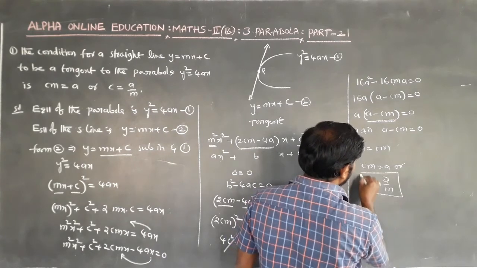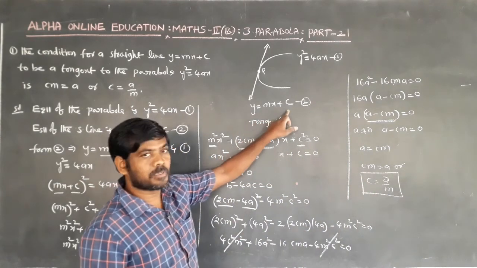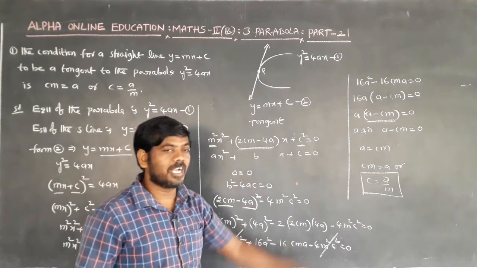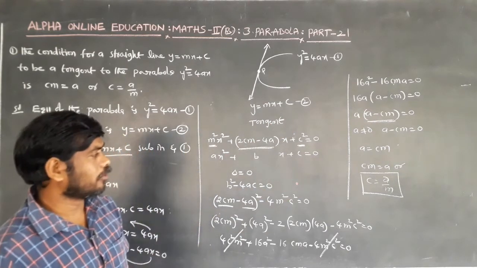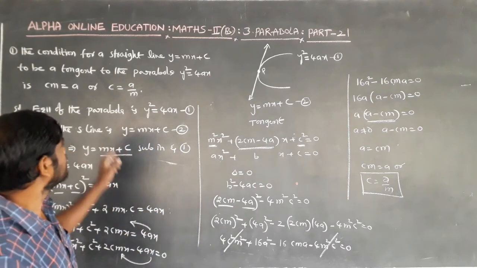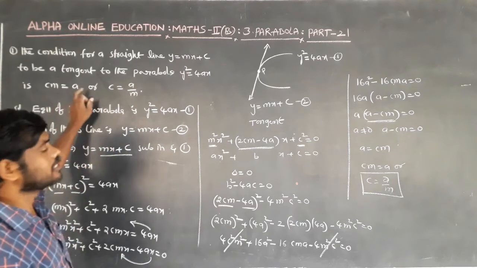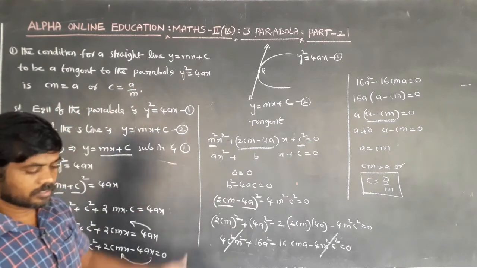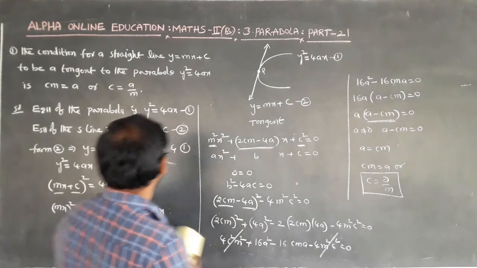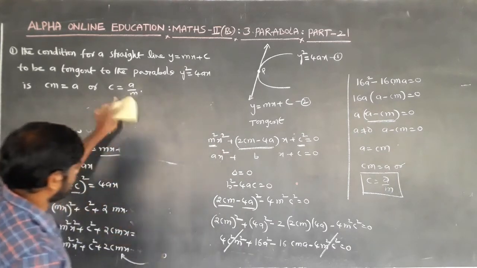This is the condition for the line y = mx + c to be a tangent to the parabola y² = 4ax: c = a/m, or cm = a. This is the first formula.